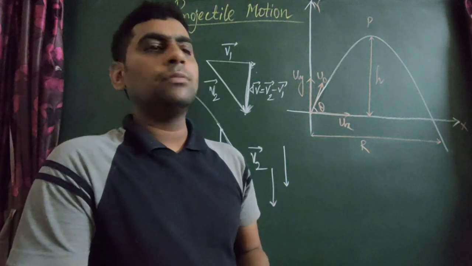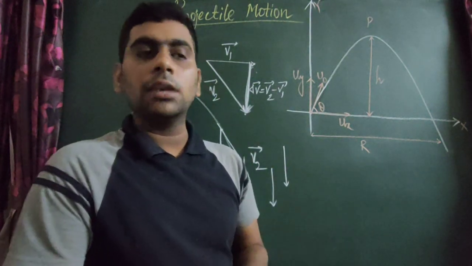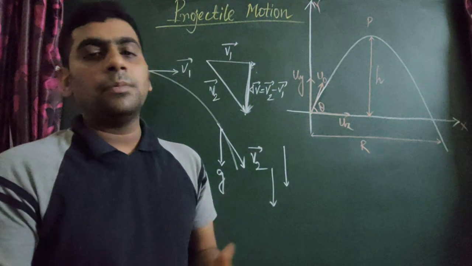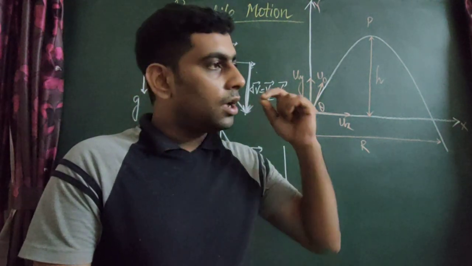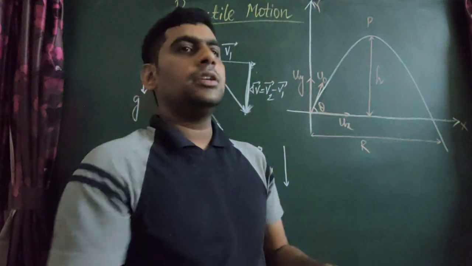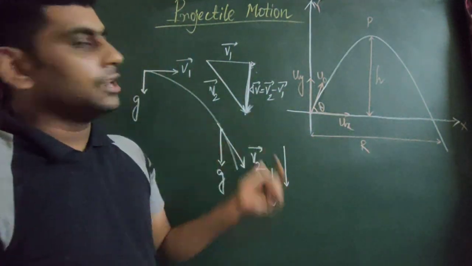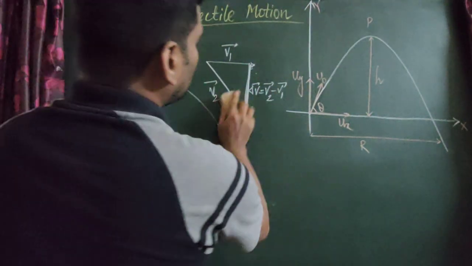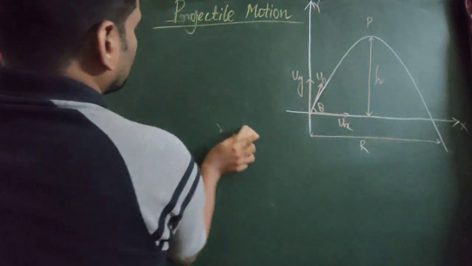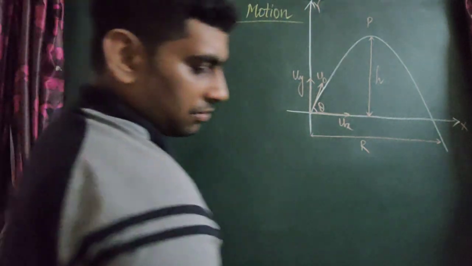Examples of projectile motion are a bullet fired from a gun, a cricket ball after being hit by a bat, or when you throw a stone in the air. These examples are projectile motion. Now let us discuss how projectile motion works, meaning what the equations are and how it is calculated.